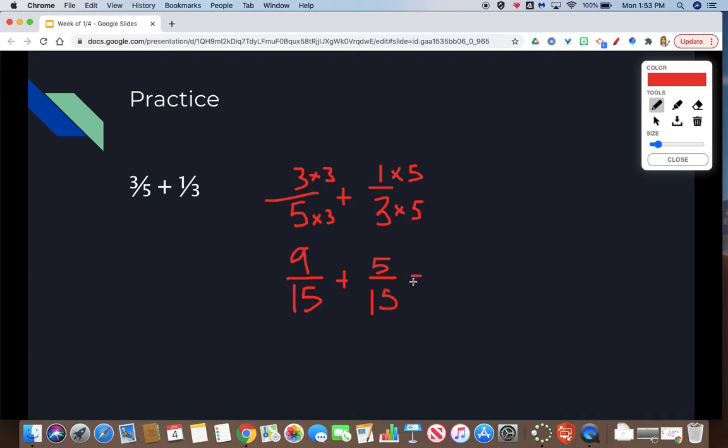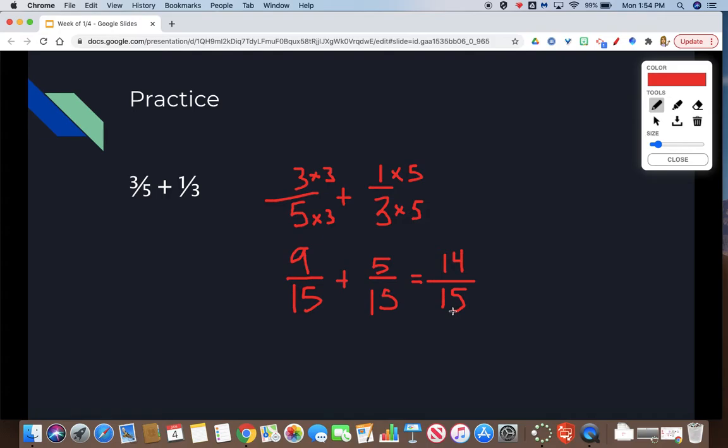When I go to add or subtract, I focus on the numerators. We have a 9 plus a 5. 9 plus 5 gives us 14. Now the denominators, we are not changing the number of pieces in these wholes. It's going to stay the same. 15 is going to remain the total number of pieces. We do not change the denominator. 9/15 plus 5/15 gives us 14/15.